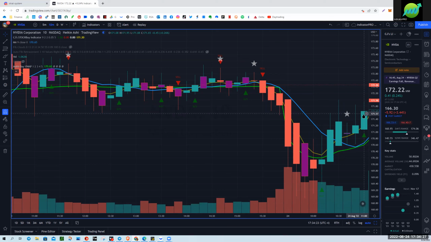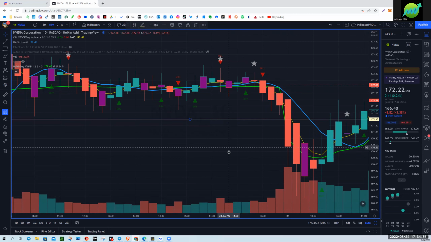So when you enter here, let's say you entered it around 170.40, right here, you have a high chance that your trade is going to be a winner towards the end of the day. Now, let's say you entered it.